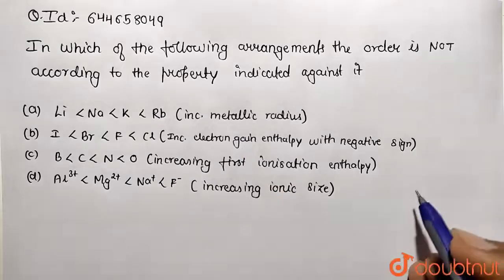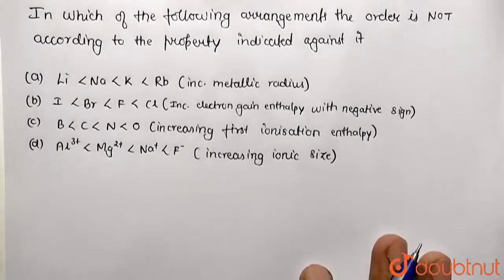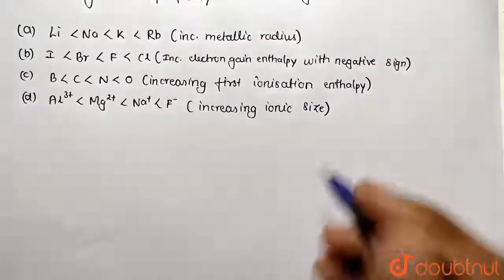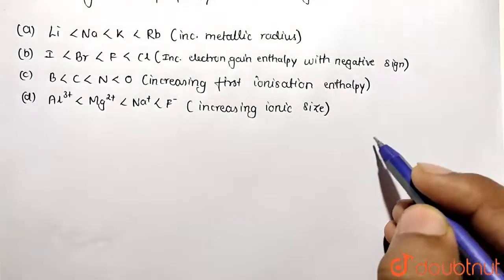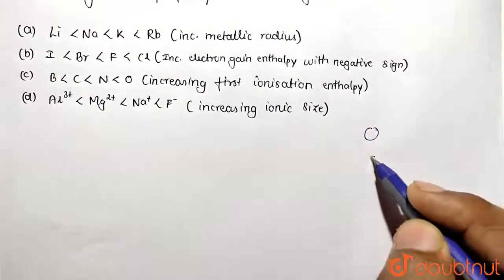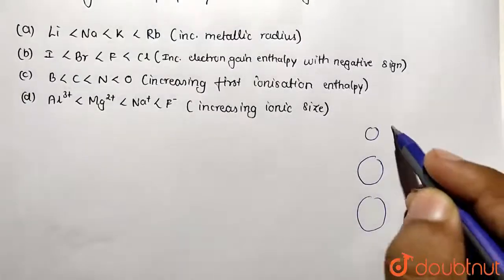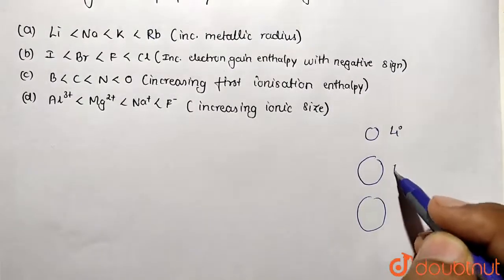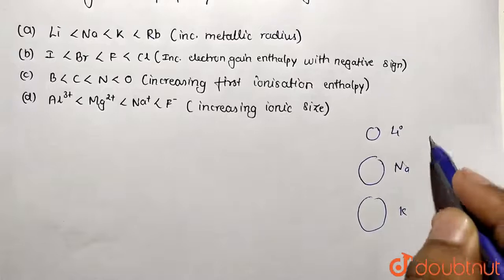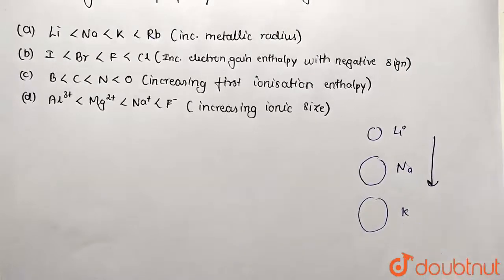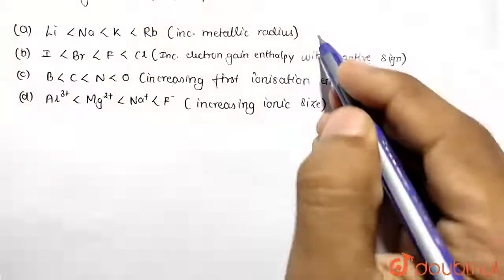So this is correct because as we move down the group, there is going to be an increase in the number of shells, so correspondingly size also increases and metallic radius also increases. This is lithium, this is sodium, then we have potassium. So correspondingly as we move down the group, the metallic radius increases. So this one is correct.